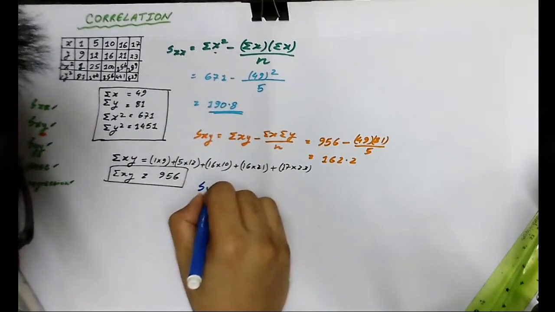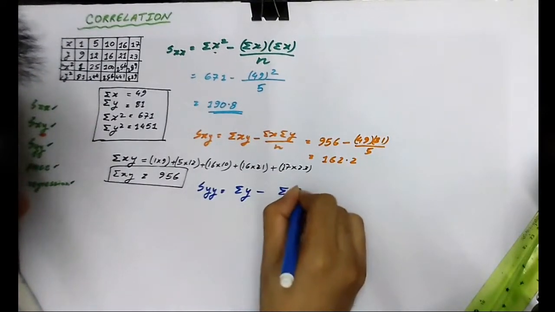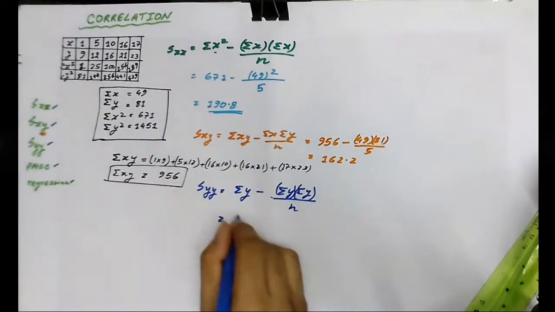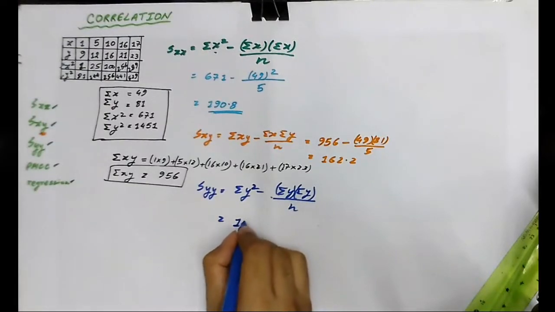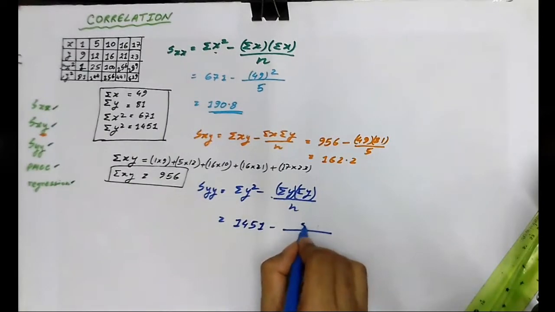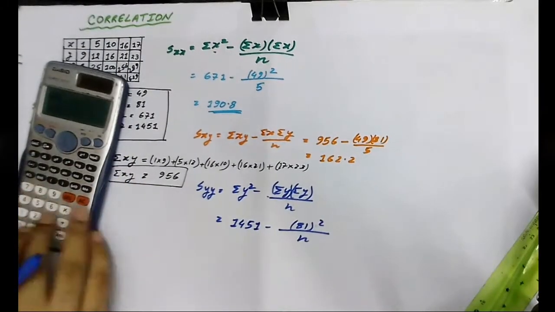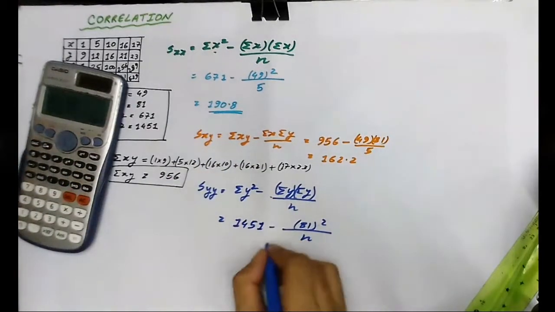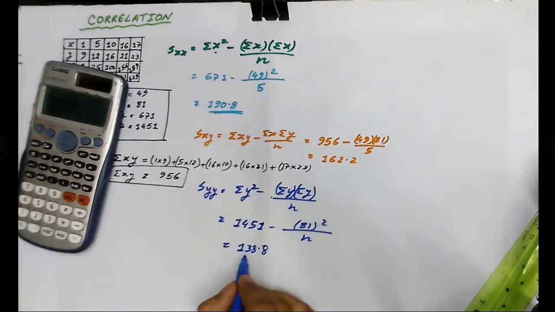Now we are going to find out the SYY. The same formula, that is summation of y square minus summation of y into summation of y by n. Oh, that's y square. So that is 1451 minus 81 whole square divided by n, that is actually 5. So the answer is 138.8.